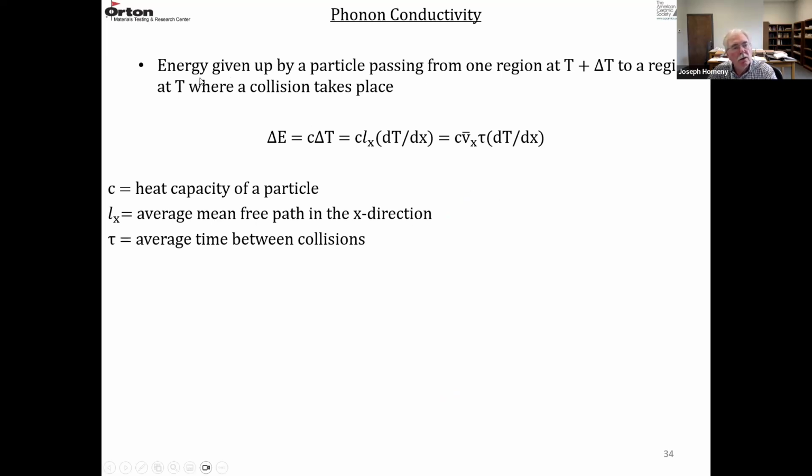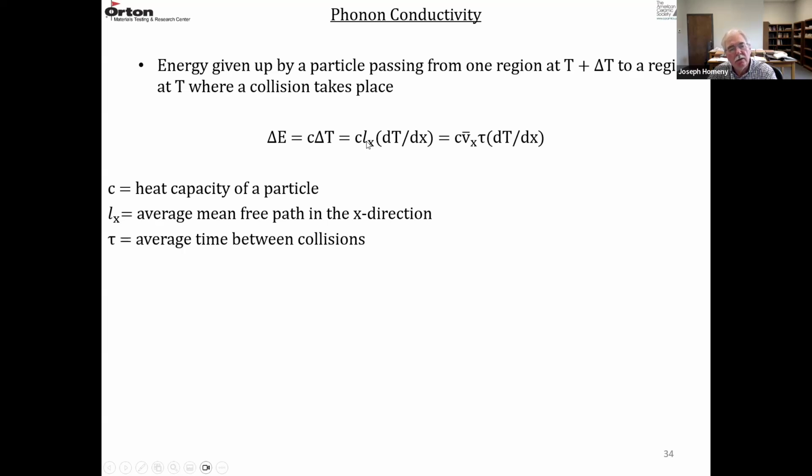So the energy given up by a particle passing from the first region at T plus delta T to a region at T, where the collision takes place. So it's going from a high temperature region to a lower temperature region. That energy difference, delta E, equals the heat capacity of the particle, C, times the delta T. And you can change delta T to Lx, which is the mean free path in the x direction, times dT/dx. T is temperature, x is the distance again.